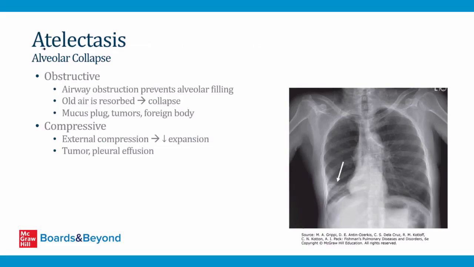Okay, now let's talk about atelectasis, which refers to alveolar collapse, basically collapse of lung tissue. This isn't really a pleural disorder per se, but I'm talking about it here because as we just saw, in a pneumothorax, the lung can collapse on the affected side.